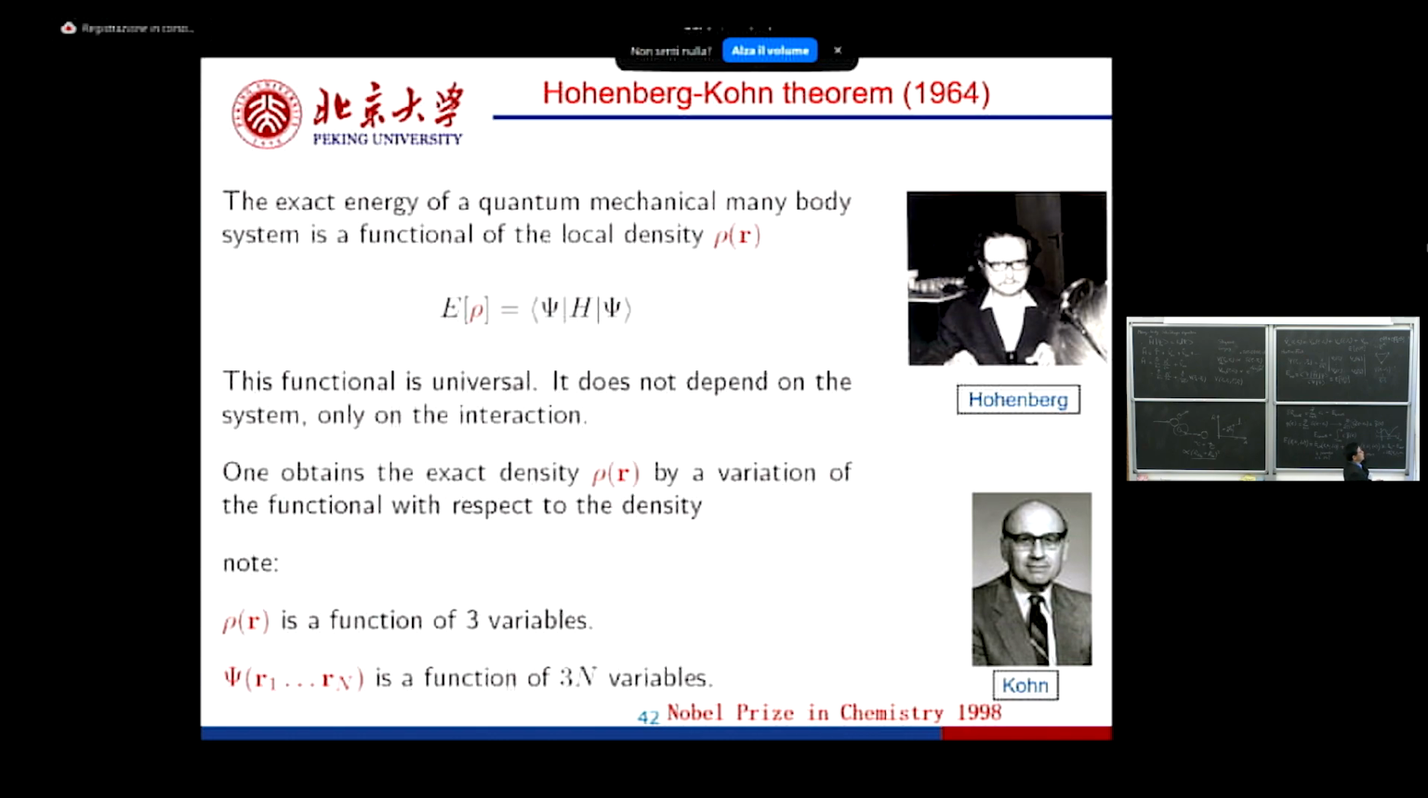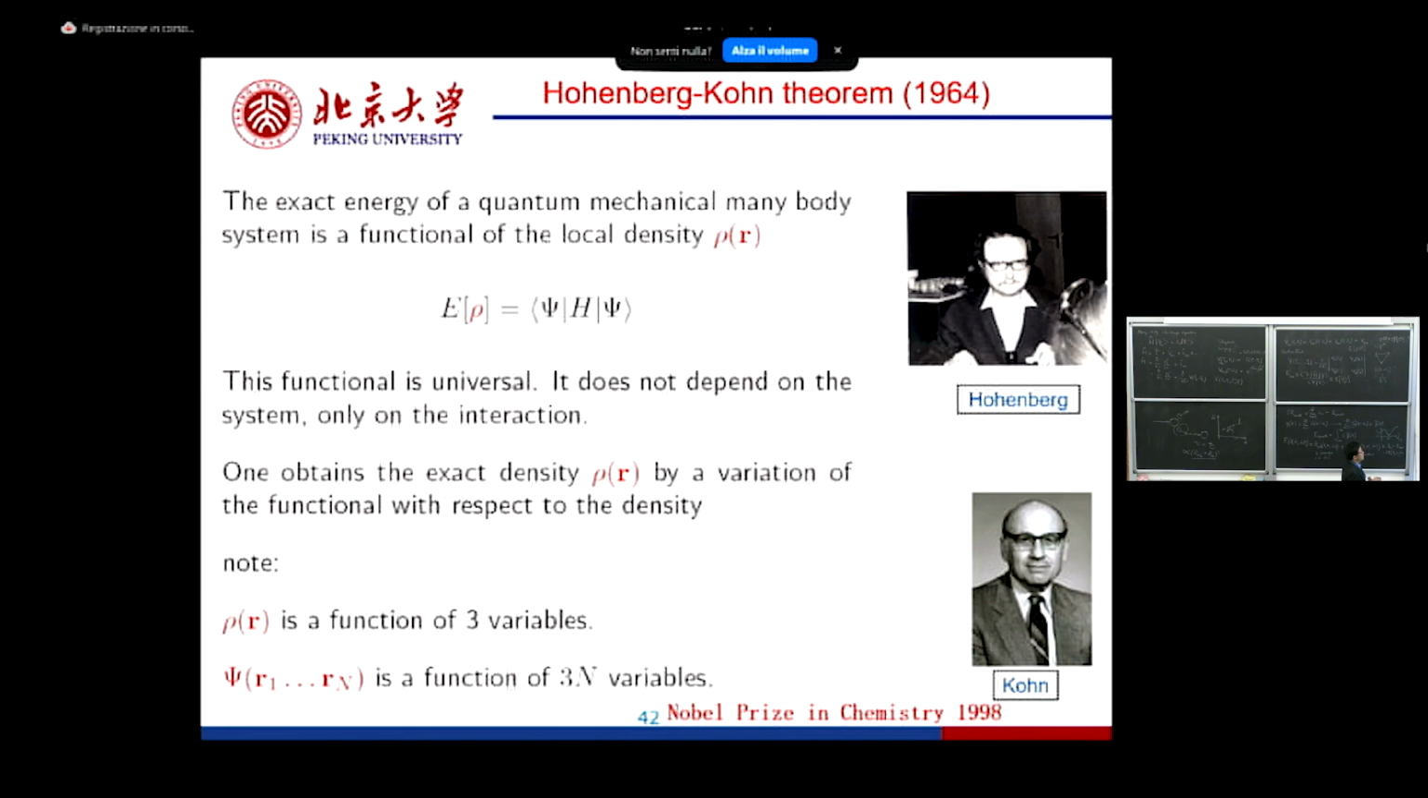for a quantum mechanical many-body system, the exact energy of this system could be written as a functional of the local density. And they can prove that this functional is universal and doesn't depend on the system, but only depends on the interaction. This statement is not that trivial, because in principle we can reduce the degrees of freedom. If you have an A-body system, then the degrees of freedom should be 3A. But if it is written in such a way, then this functional is simply a function of three variables.